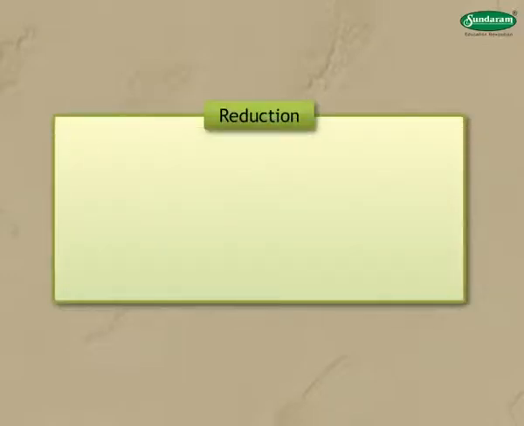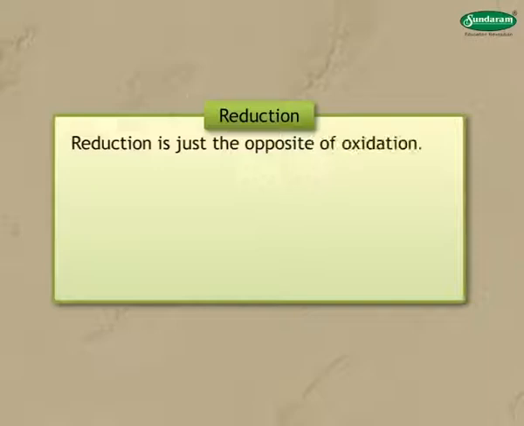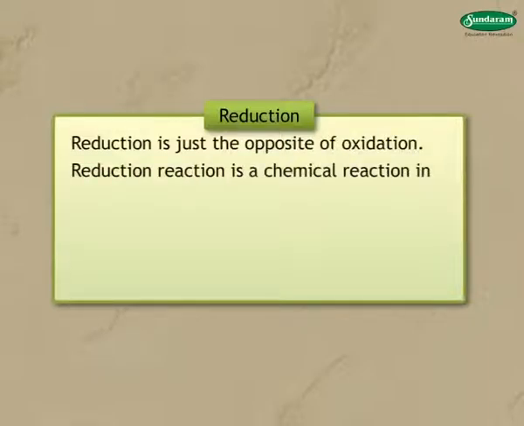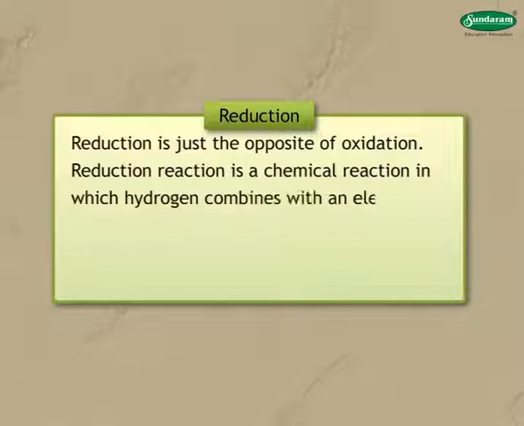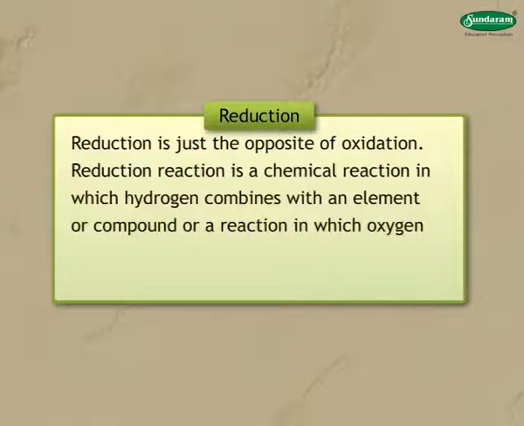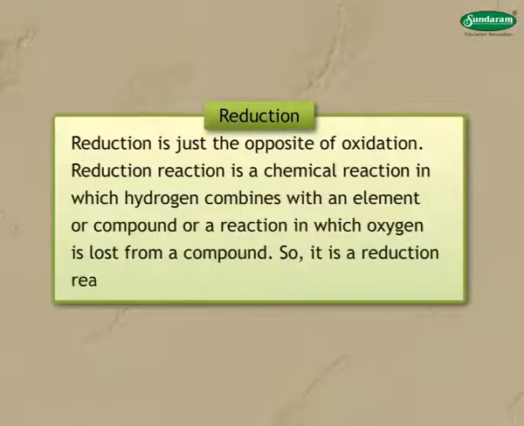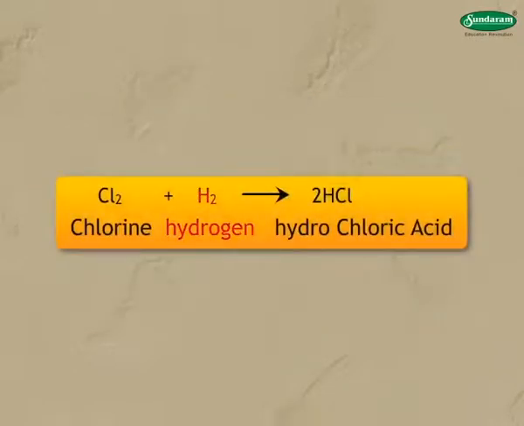Reduction. Reduction is just the opposite of oxidation. A reduction reaction is a chemical reaction in which hydrogen combines with an element or compound, or a reaction in which oxygen is lost from a compound. So, it is a reduction reaction. Here, hydrogen combines with chlorine to form hydrochloric acid.